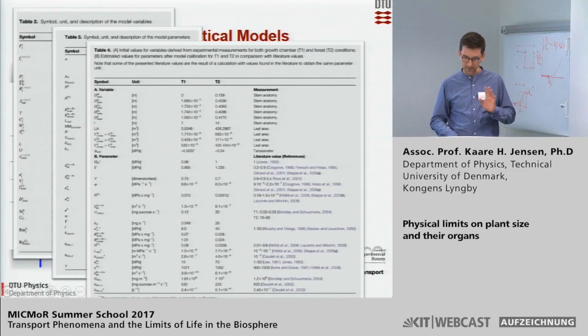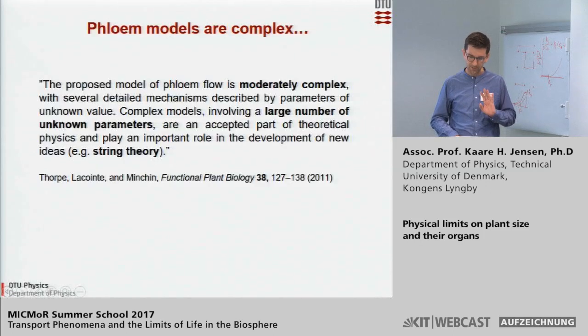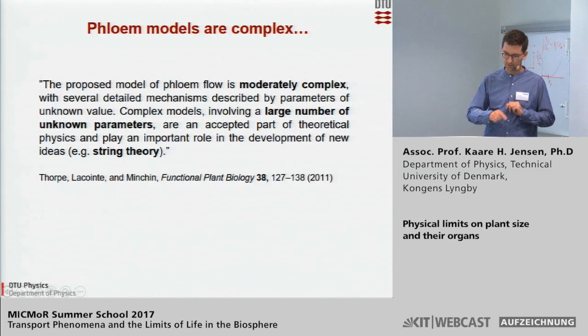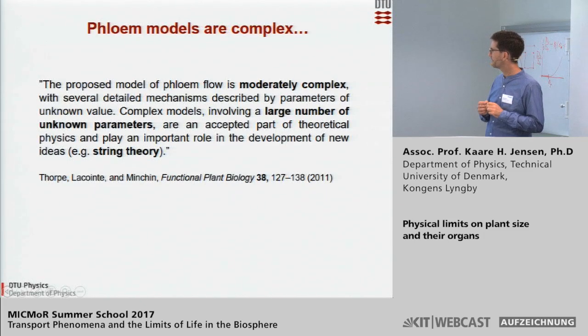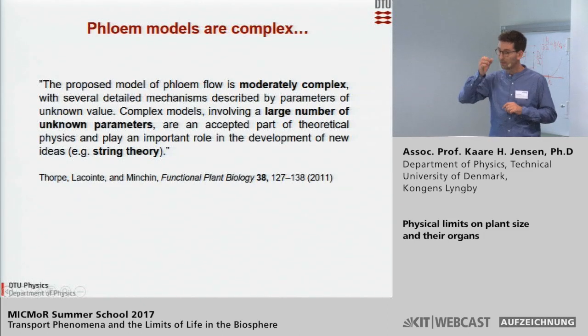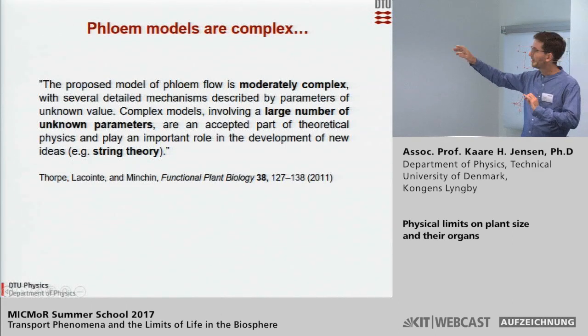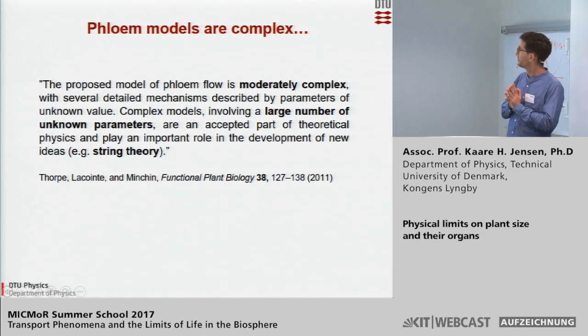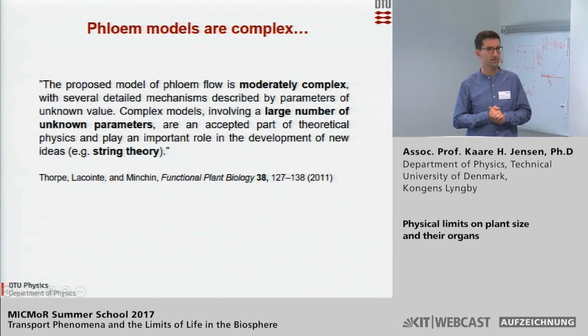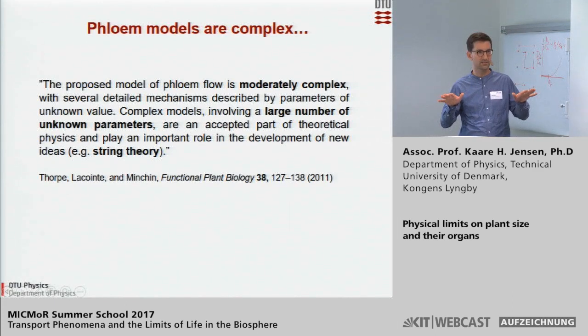And this problem is best formulated by Thorpe, LeCointe, and Minchin, writing in Functional Plant Biology a few years ago. They have their own model that they describe, and they themselves describe their own model in this way. "The proposed model of phloem flow is moderately complex, with several detailed mechanisms described by parameters of unknown value. Complex models involving a large number of unknown parameters are an accepted part of theoretical physics and play an important role in the development of new ideas, for instance, string theory." Okay, so this is the level of complexity that we are allegedly at.